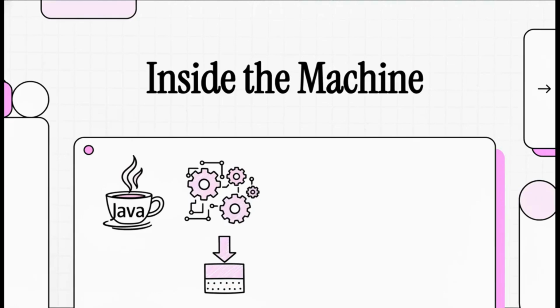So you've written your classic System.out.println hello world. You hit run and boom, it just works. But have you ever stopped to think about what's really happening inside the machine between that click and your program actually coming to life? Well, today we're going to pull back the curtain and dive deep into the nuts and bolts of how Java actually runs. Let's get into it.